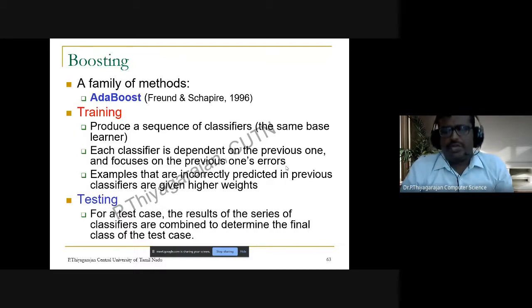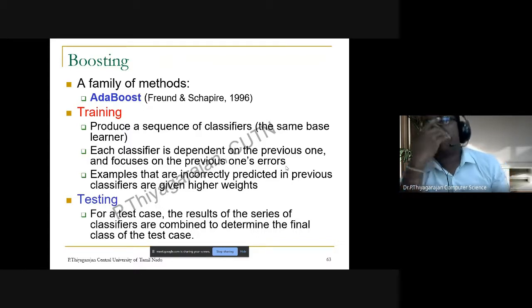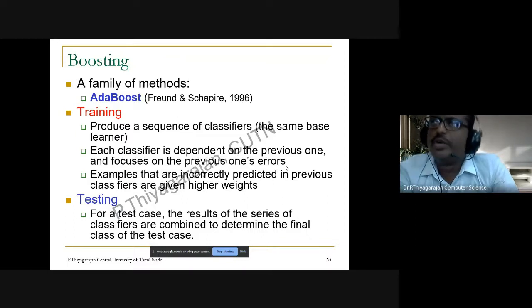If there is no classifier for the given problem, you first construct a tree, and that tree will have some error. That error will be taken as a base for construction of the second decision tree. Please note this very, very important point: each classifier is dependent on the previous one and focuses on the previous one's error. Examples that are incorrectly predicted by the previous classifier are given a higher weightage. So whenever the classifier classifies wrongly, we concentrate on why it went wrong, and we work only on the wrongly identified things.